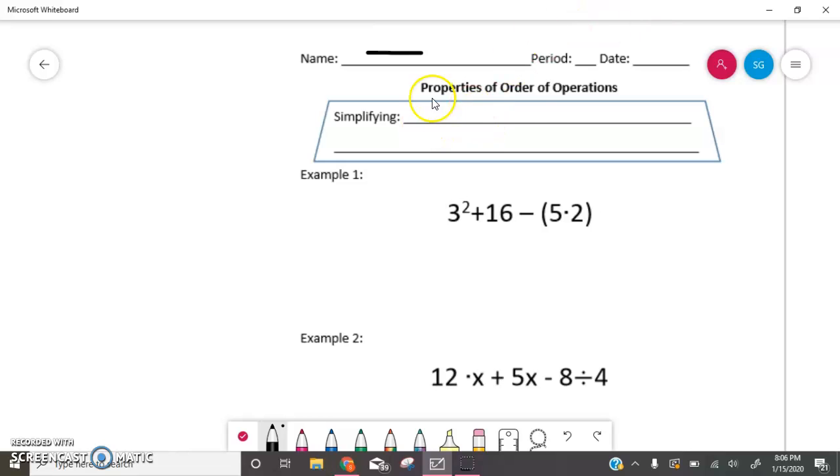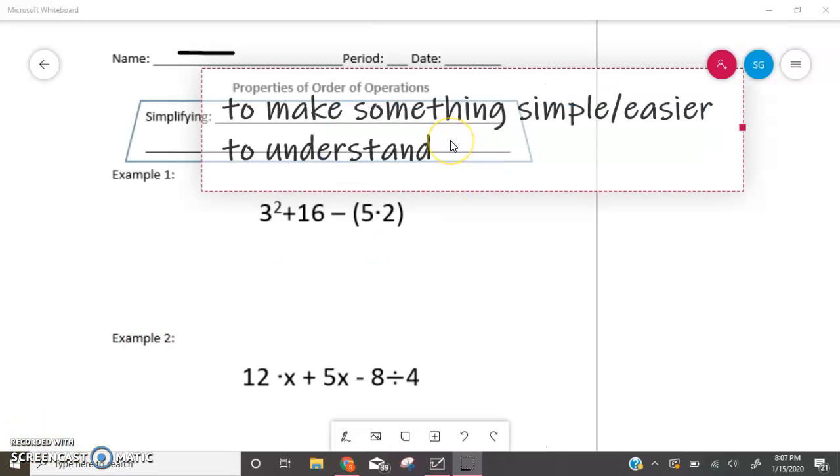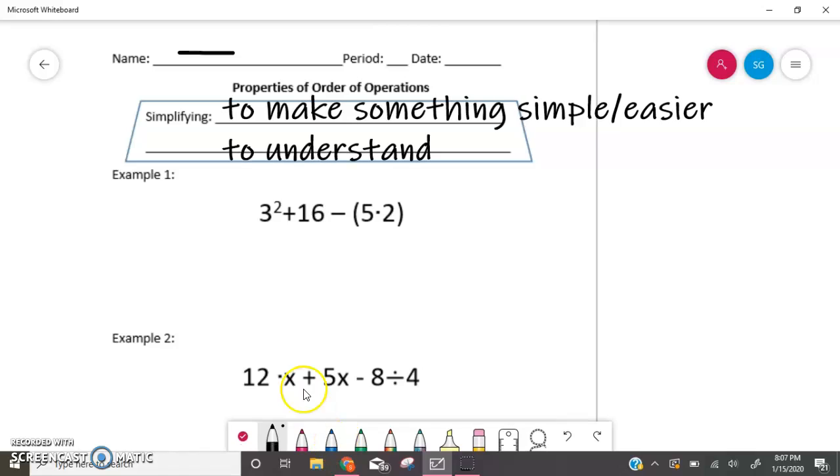So let's go ahead and make sure that we write that right here. I've gone ahead and typed it out for you. If you need to pause the video to write it down, go ahead and do that. Remember, simplifying means to make something simple or easier to understand. Okie dokie. So we're going to be doing that with some of our problems.